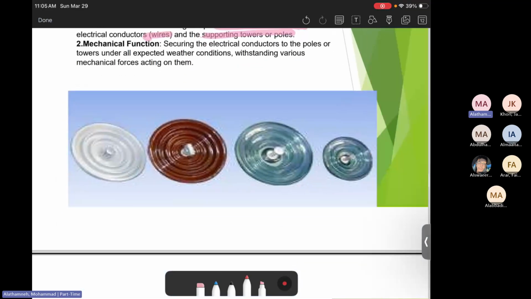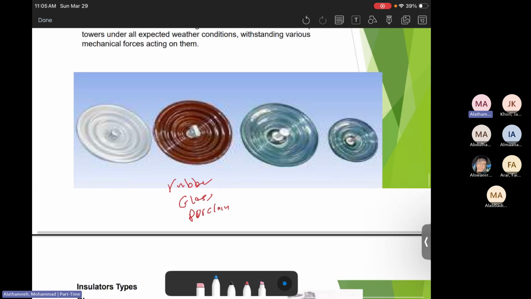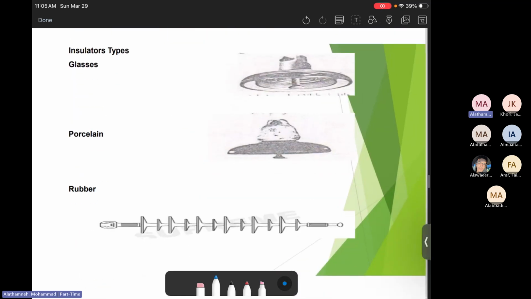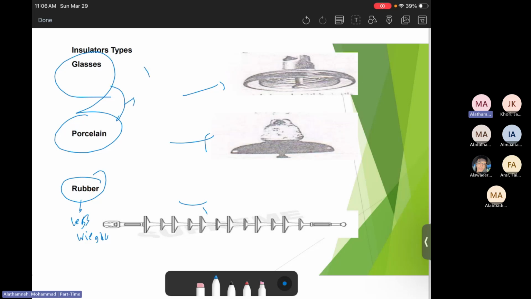Okay? And they can be made of different things. It can be rubber, or it can be glass or porcelain. Rubber, or sometimes we call it polymer. Polymer or rubber, both of them are the same. So if you have glass, rubber, or polymer, those are the specifications. The polymer or the rubber has less weight. The glass and porcelain are heavier.